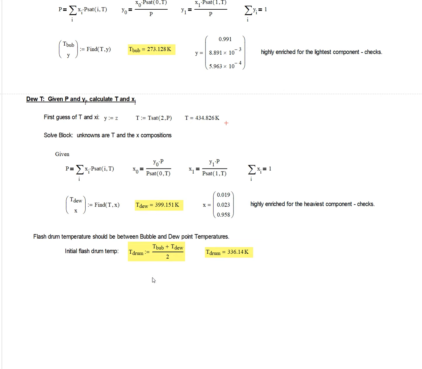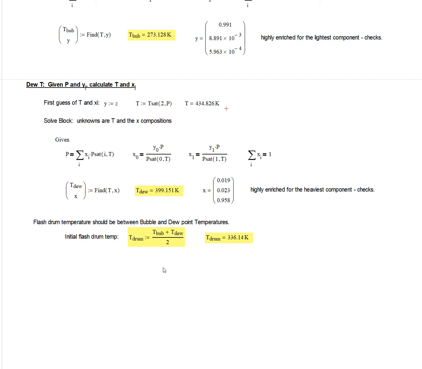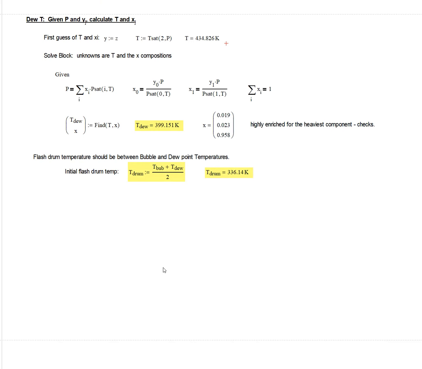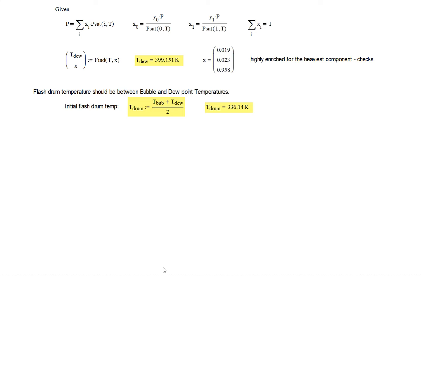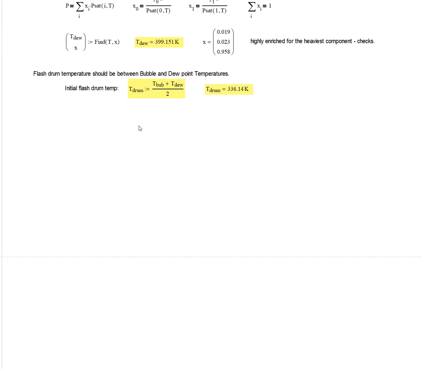And so a convenient initial guess when we do our flash drum calculations is to just take the arithmetic average of those. If we wanted to, we could add some kind of weighting, but that's not necessary.